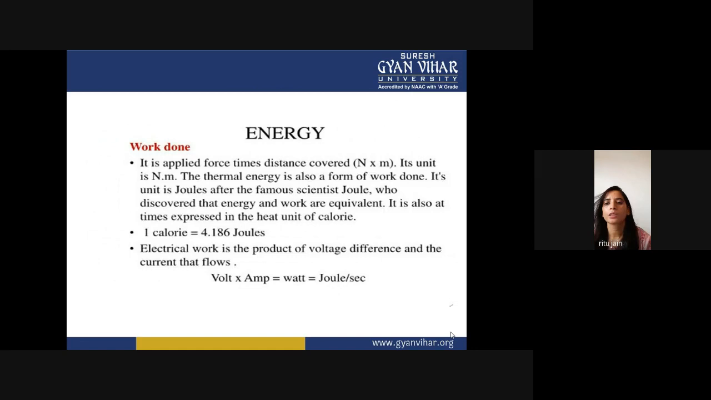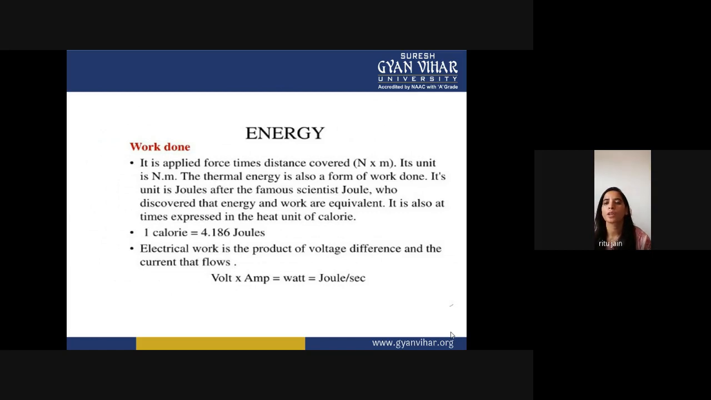Next is work done. It is applied force times distance covered. Its unit is Newton into meter. And thermal energy is also a form of work done. Its unit is joule, after the famous scientist Joule, who discovered that energy and work are equivalent. It is also at times expressed in the heat unit of calories. So 1 calorie is equal to 4.186 joule.